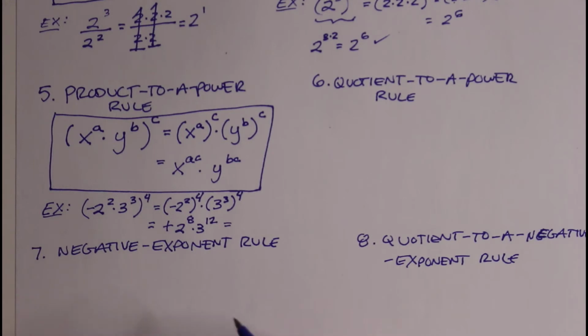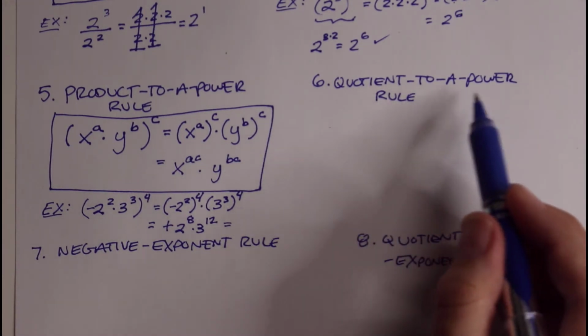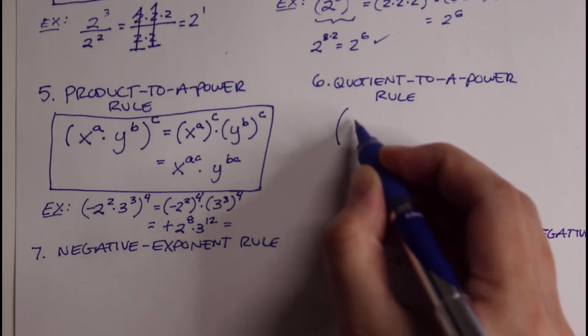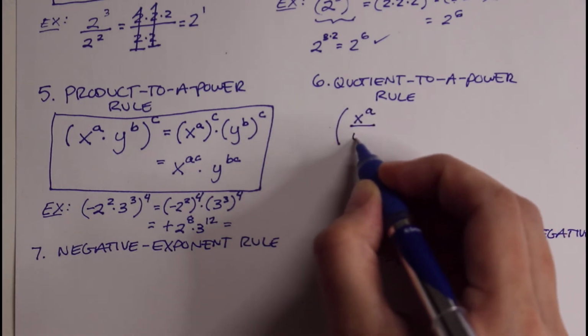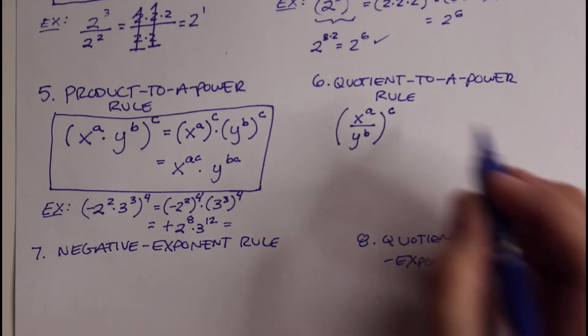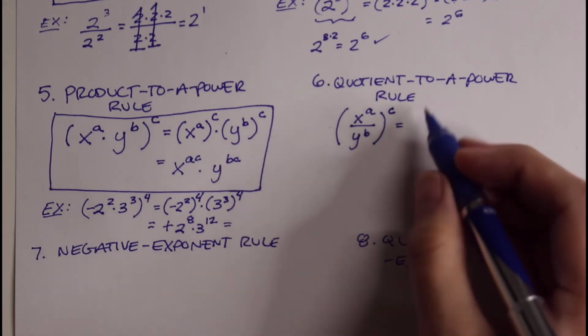Next rule, the quotient to a power rule, very similar to the product to a power rule. This time you just have a quotient, so you're dividing, let's say x to the a over y to the b, and that quantity is raised to the c power. Very much like we just did for the product, we're going to do the same with the quotient.